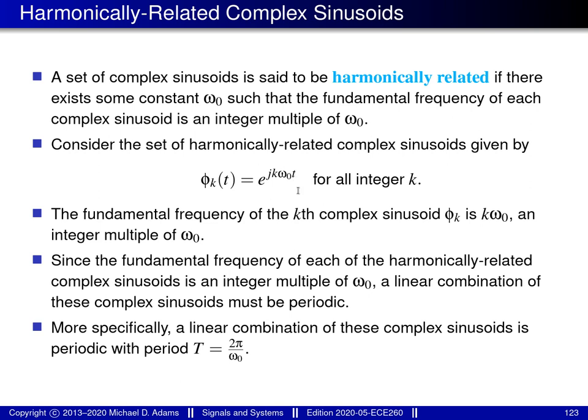Now you can show that if you take a linear combination, in other words a weighted sum of harmonically related complex sinusoids, the function that you end up with for the result of the sum is periodic. And in particular, for the set of complex sinusoidal functions that we have here on the slide, these phi subscript k, if we take a weighted sum of these complex sinusoids, you can show that the period of the function that you end up with is 2 pi over omega naught.